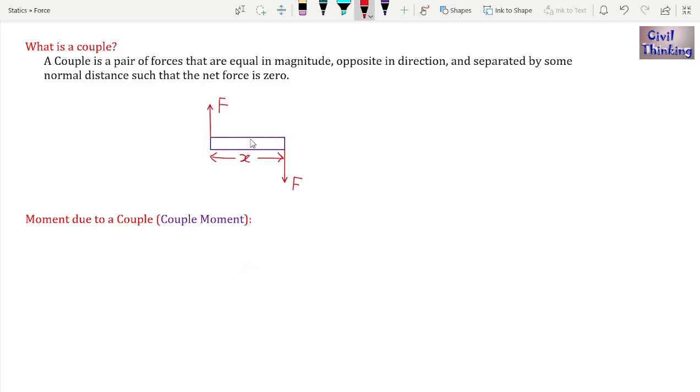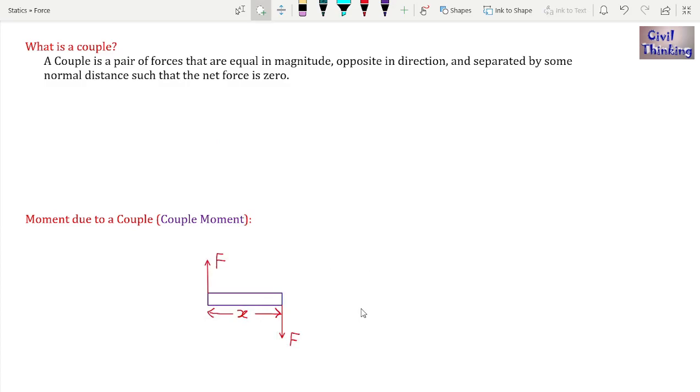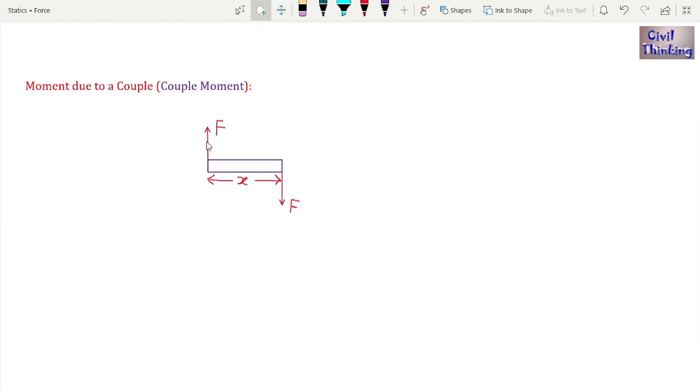Now let us find the moment due to couple, which is also known as couple moment. If I take the same example here, let us say we want to find the moment at this point. This is the center point, right? Now from here to here it is x divided by 2, and from here up to here it is also x divided by 2, because it's at the center point.